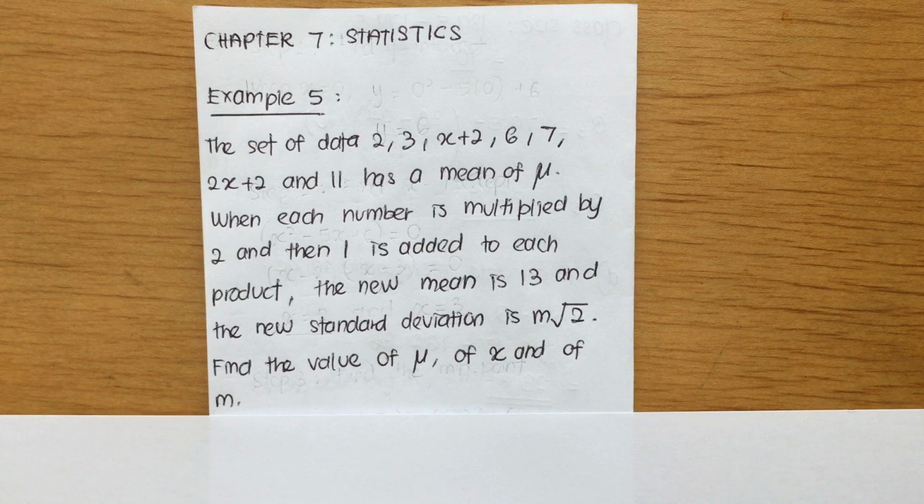Alright guys, let me read the question now. The set of data 2, 3, x plus 2, 6, 7, 2x plus 2 and 11 has a mean of mu. When each number is multiplied by 2 and then 1 is added to each product, the new mean is 13 and the new standard deviation is m square root 2. Find the value of mu, of x and of m.